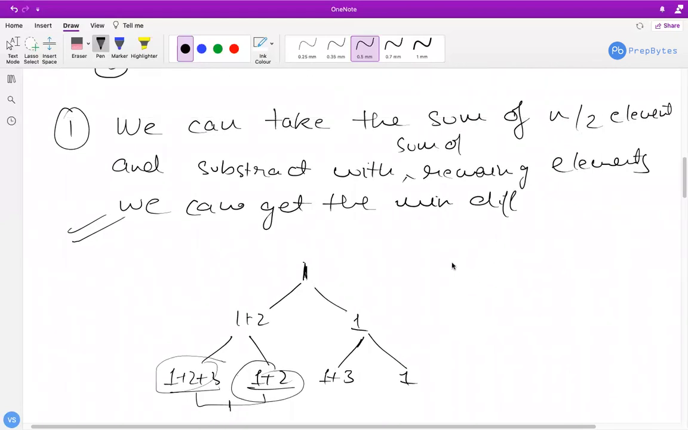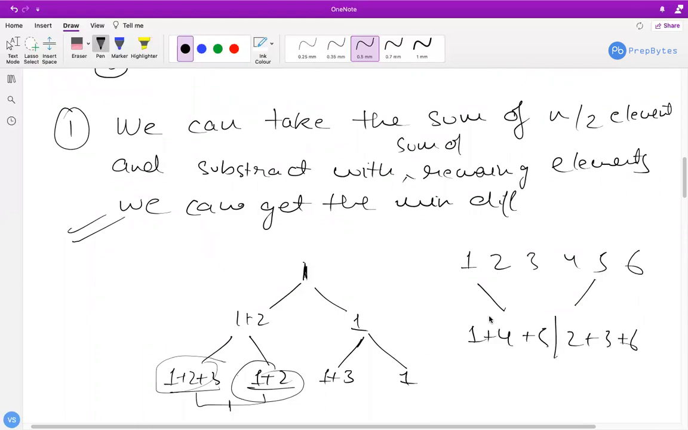It's obvious, when we take some difference, when we have an array like 1, 2, 3, 4, 5, or 6 you can say, then if we take 3 from the first half and 3 from the second half, or 3 elements, if we take the sum of 3 elements, 1 plus 4 plus 5 or 2 plus 3 plus 6, then only we can get the minimum difference.